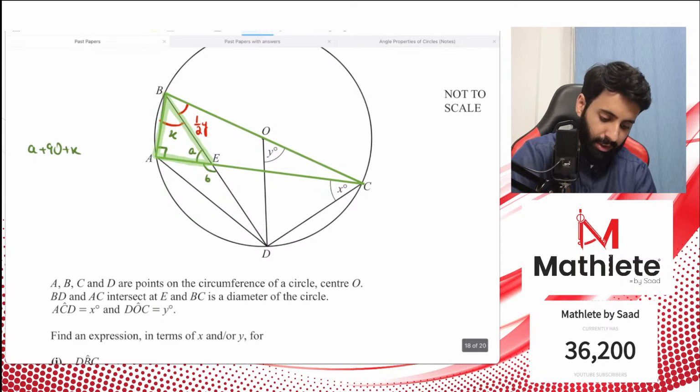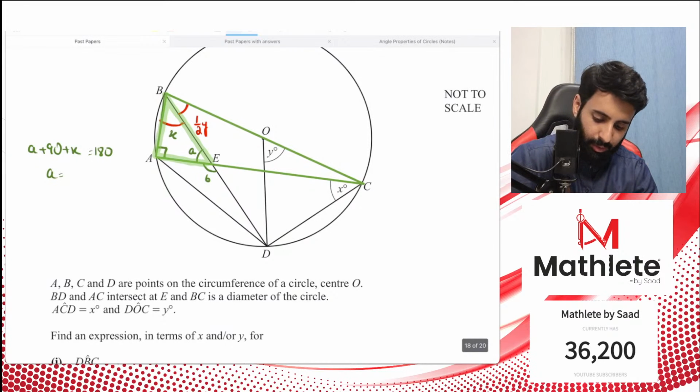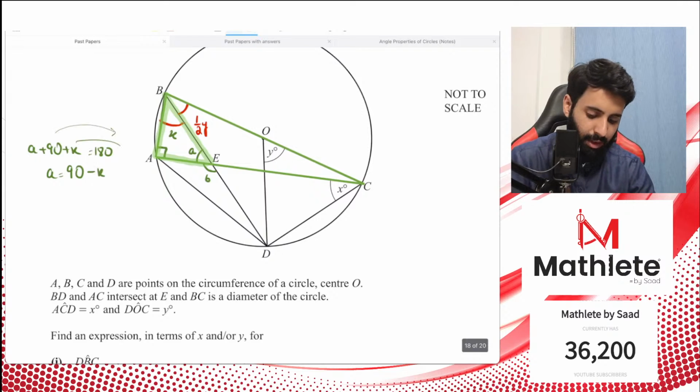A plus 90 plus x equals 180 degrees, which means if you work out the value of A, not the value but an expression, you get 180 minus 90, which is 90, and then you take x over to the other side, so you have 90 minus x.